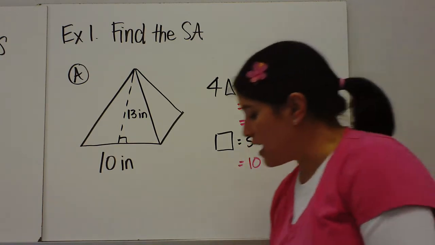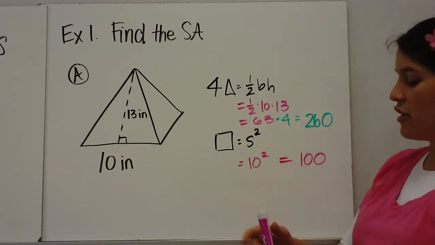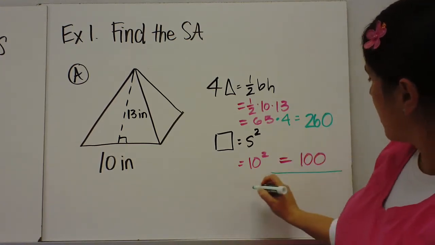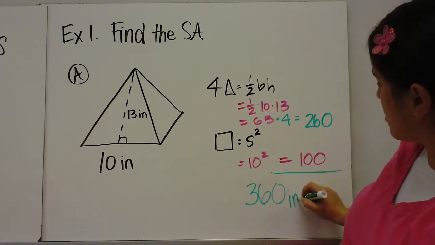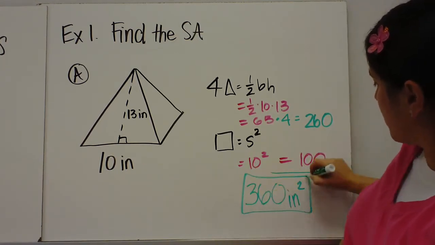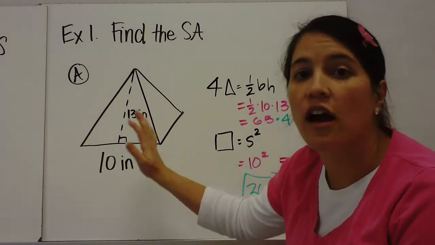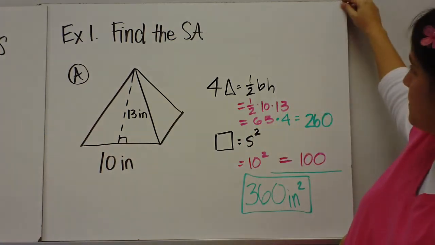260. Then my base is a square. So 10 squared is 100. And when I add these up, I get 360 inches squared because this is surface area. So it would take 360 square inches to cover this pyramid. Let's do another one.